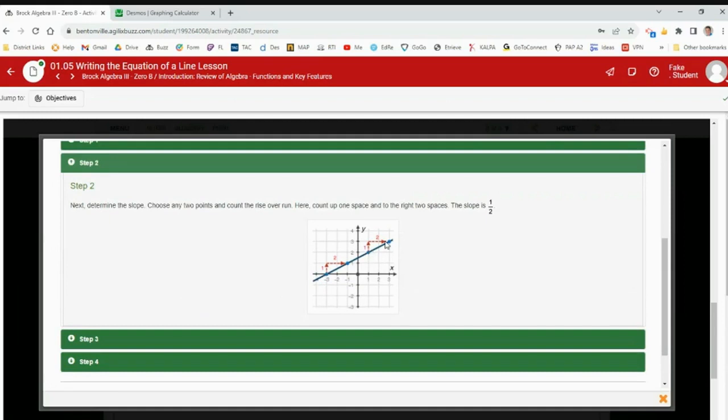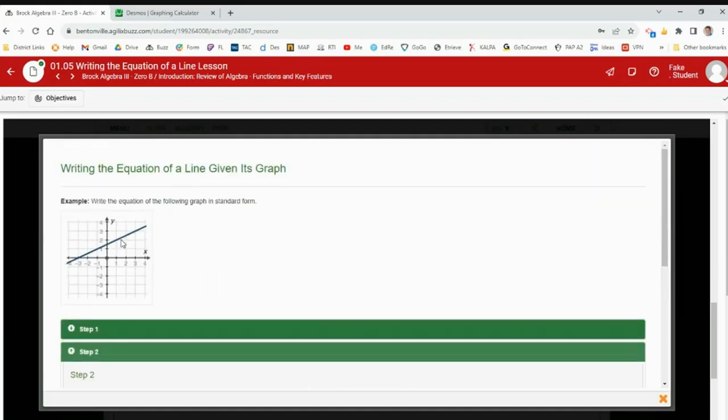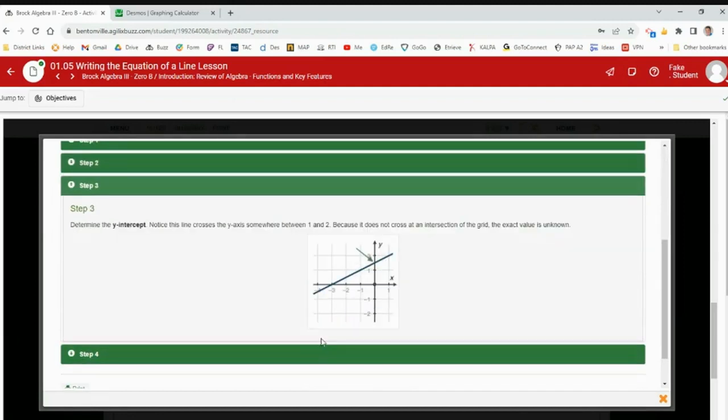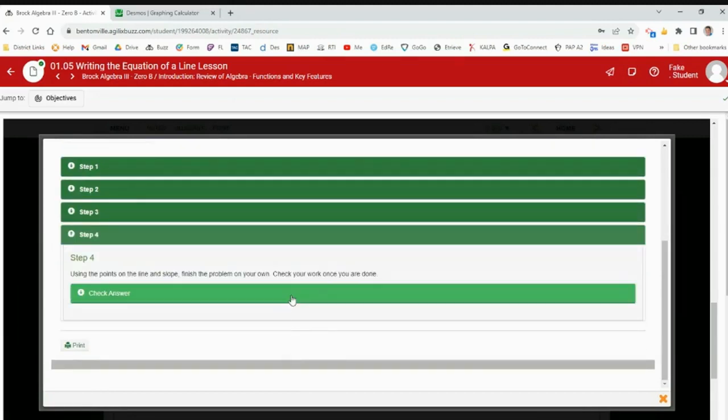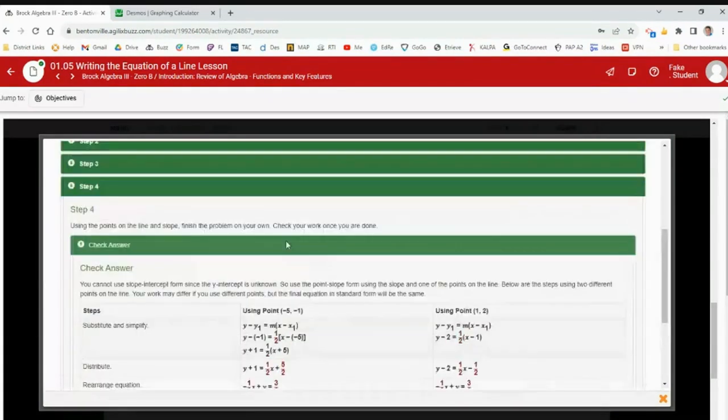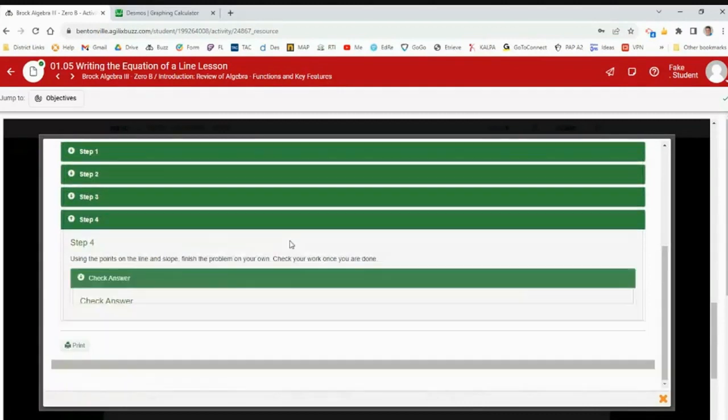It's figuring the slope, rise over run. Rise over run, it goes up 1/2. The y-intercept does not cross. It looks like 1.5. We probably shouldn't assume that. And here you can check your answer. So you can check your answer right there. So, all right.